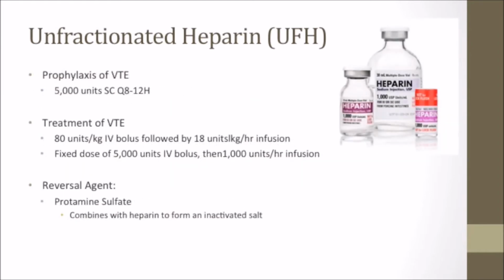The prophylaxis dose for VTE when using unfractionated heparin is 5,000 units sub-Q every 8 to 12 hours. Treatment of VTE is an 80 units per kilogram IV bolus followed by 18 units per kilogram per hour for the infusion. There's also a fixed dose of a 5,000 units IV bolus and then 1,000 units per hour for an IV infusion. The reversal agent for unfractionated heparin is protamine sulfate.